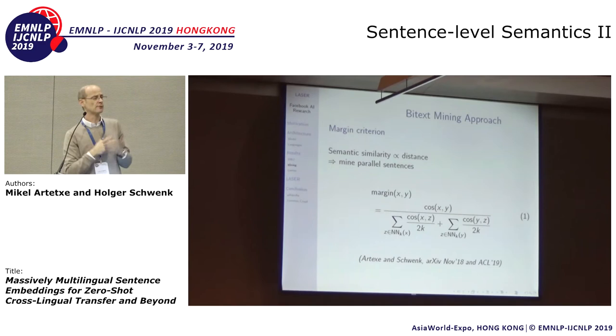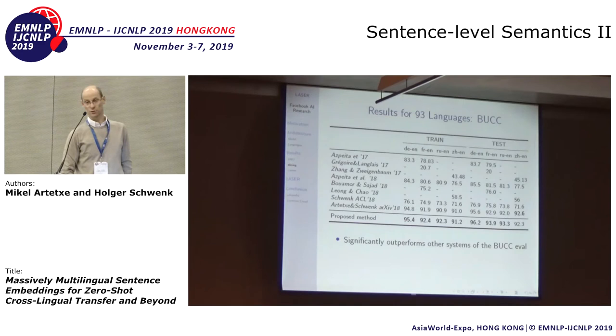So we can improve this a little bit. Instead of using just a cosine distance with a threshold, we use a margin criterion, but I don't need to go into equations right now. And actually, this works surprisingly well. We introduced this about a year ago already, this is the first paper, and until today, to the best of my knowledge, it's still state of the art.